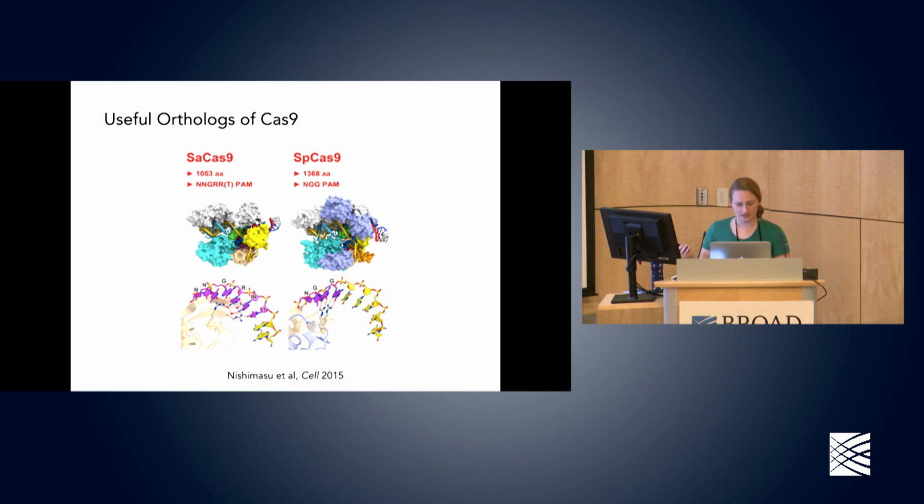Besides SaCas9 and SpCas9, there are additional orthologs available, including N. meningitidis and S. thermophilus, but they have slightly longer PAM sequences than SpCas9, which has a very short PAM sequence, and is very easy to target throughout the genome.